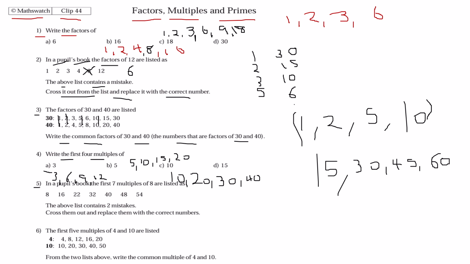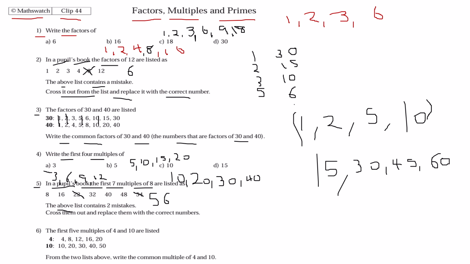In a pupil's book, the first 7 multiples of 8 are listed as follows: 8, 16, so yeah, there's a mistake there. It should be 24, 32, 40, 48, and then it should be 56, not 54. Okay, so I've answered without even reading the question.